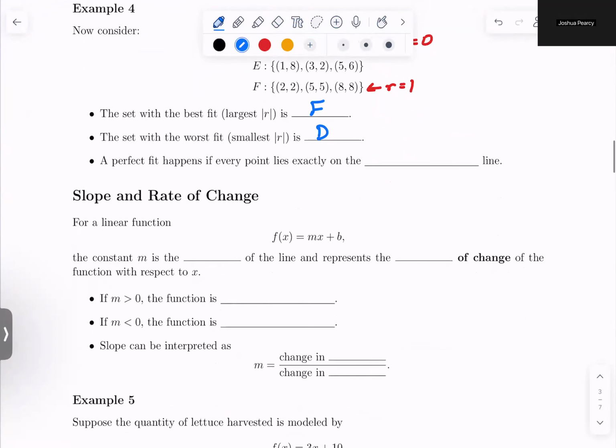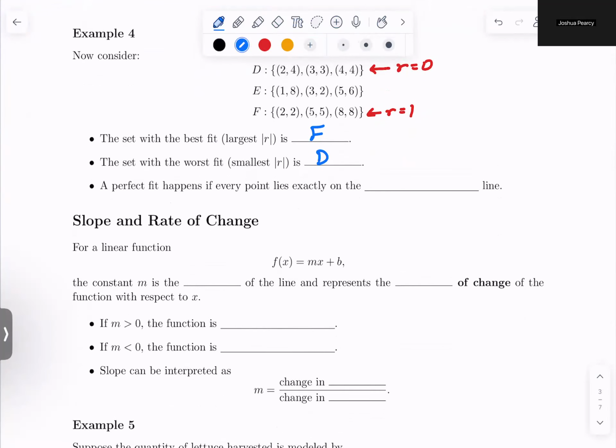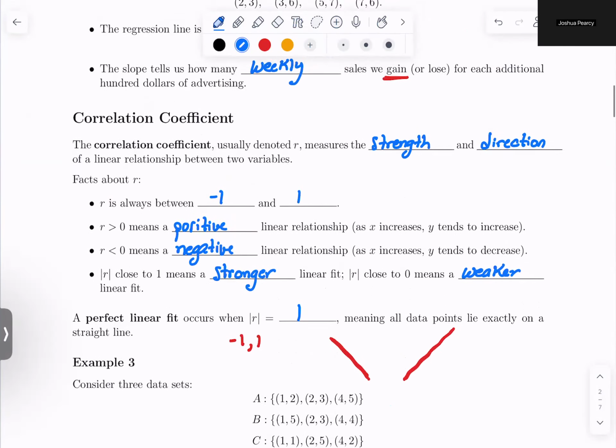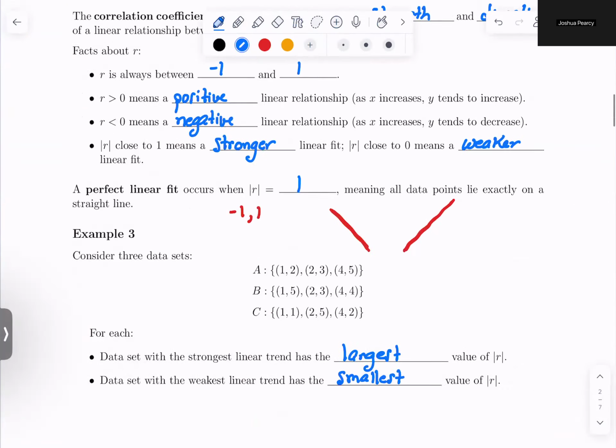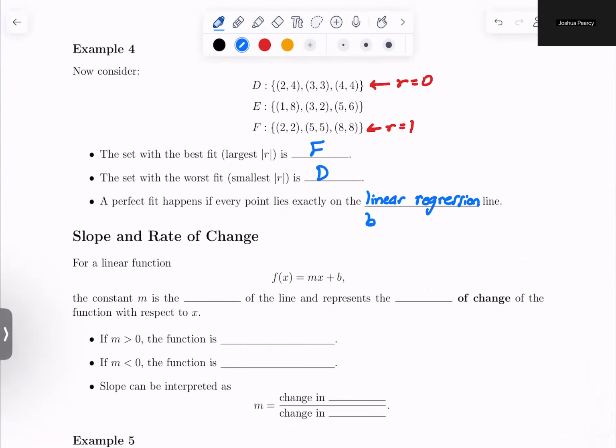And here we have this little note. A perfect fit happens when every point lies exactly on the linear regression line. Or if you want to be matching up with the terminology from the very beginning of the notes, it was called the what? I think it was called the best fit line. Best fit line, yes. That could be another thing you could put right here equivalently. The best fit line. Either one of those would work.